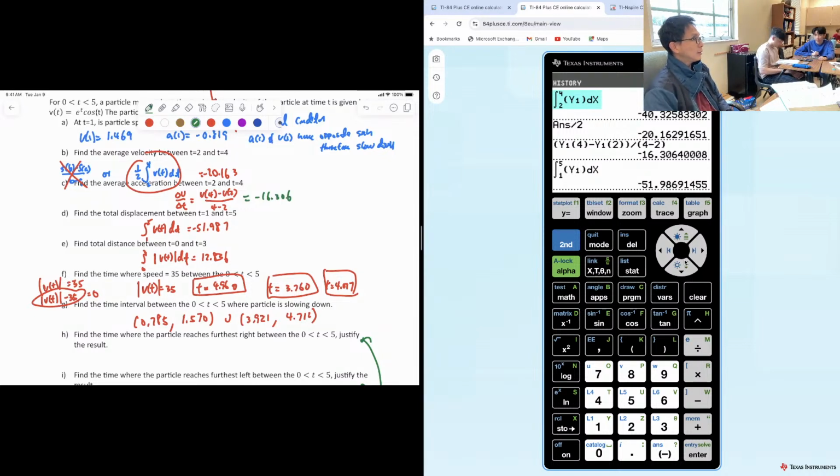Now, like I say on the AP exam, you cannot just write down the number. You have to write down v of 4 minus v of 3 over 4 minus 3. You have to write it down in order to get credit because that's the most important part they want to see. And then the calculator answer, that's the second part they want to see. You need to have both in order to get credit.